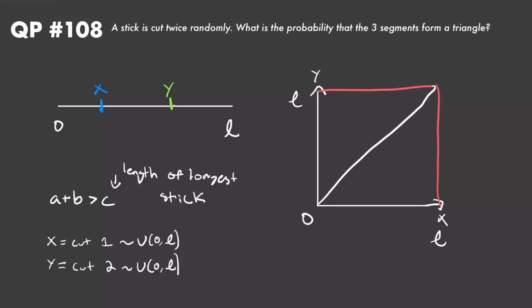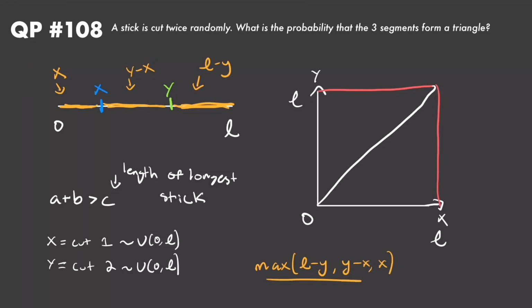First of all, if x is less than y, we can say the length of this segment between L and y is just going to be of length L minus y. The length of this segment between x and y is going to be y minus x, and the length over here is just going to be x. So now the value that we're interested in, the length of the longest stick, is just going to be the maximum of all three of these line segments: L minus y, y minus x, and x.